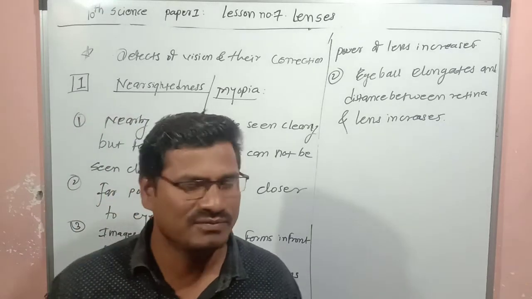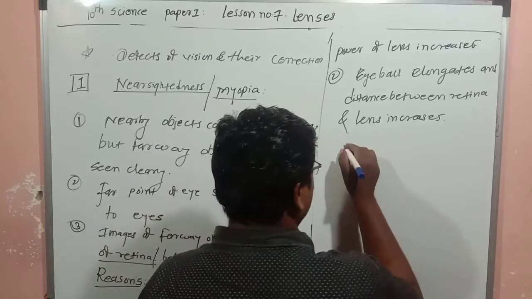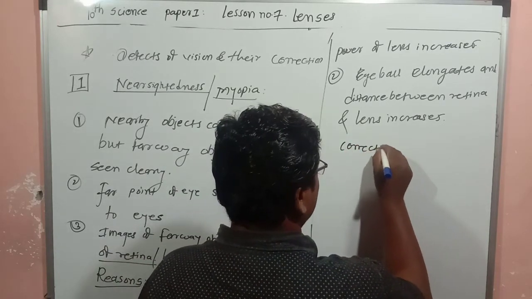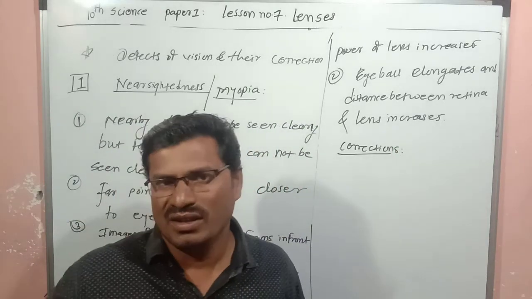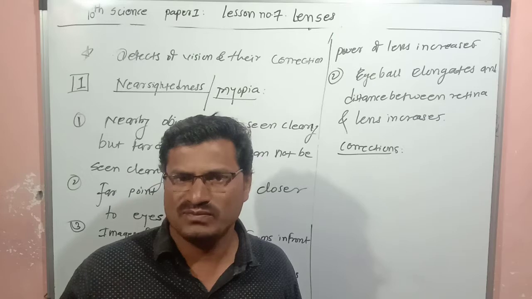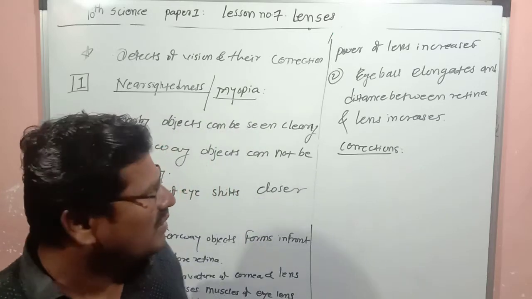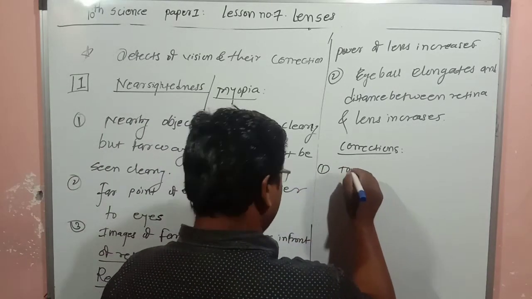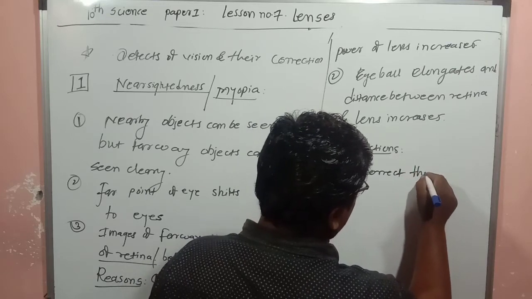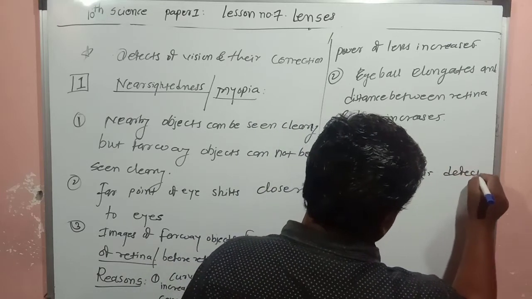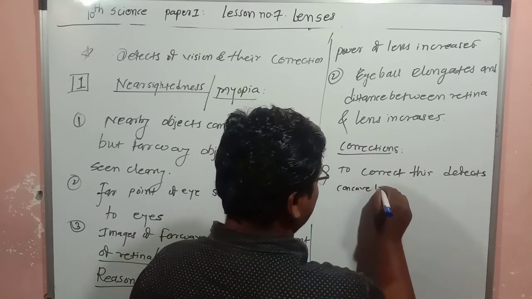And now correction. What will be the correction? What will be the remedy for it? Correction. So in the correction, what you have to do? To correct this defect, concave lenses are used.